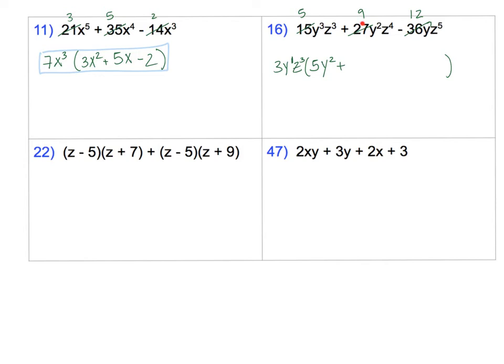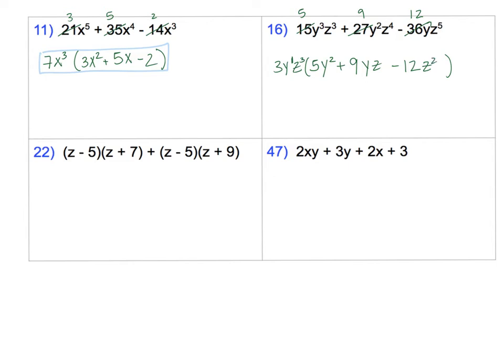The next one here, I have a 9 left over after I divide by a 3. And then I took out 1 of the y's, so I still have 1 y left. And I took out 3 of the z's, so I still have 1 z left. And then the third term here, I have a 12 left. This one only had 1 y, and I took that one out, so I don't have any y's left. And then the z here, I took out 3 of them, so there's still 2 z's left. So z squared is left over.